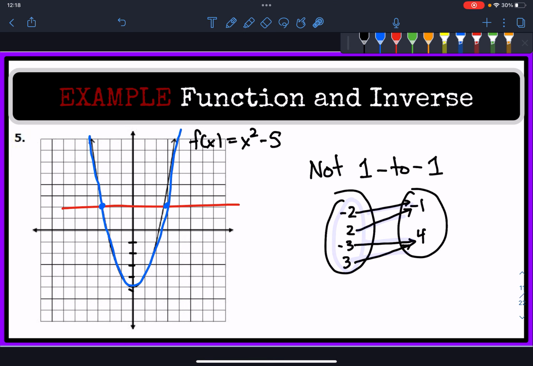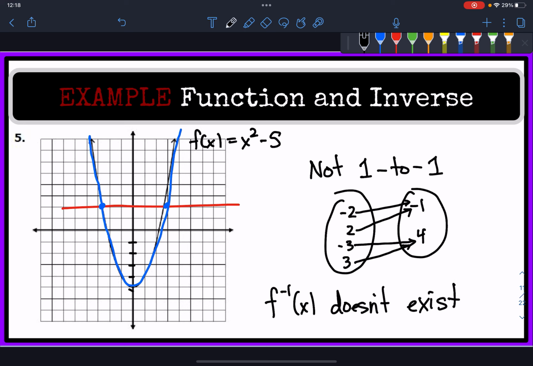But this is not one-to-one because going in the opposite direction, this y value has two x values, and this y value has two x values. So this is why this is not referred to as a one-to-one function. And since it's not a one-to-one function, the inverse does not exist. So this graph is not going to have an inverse.